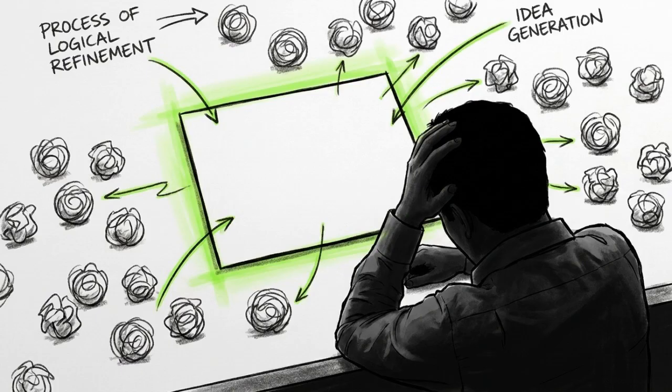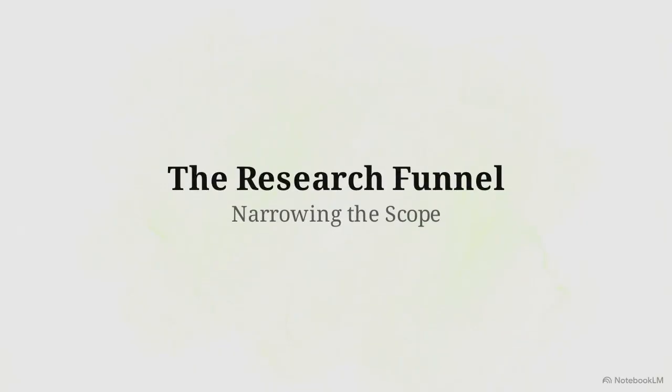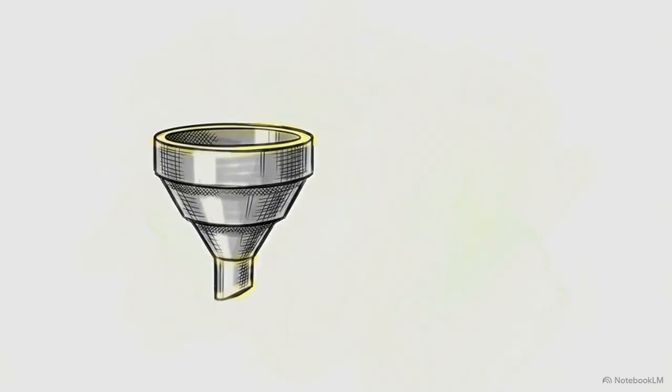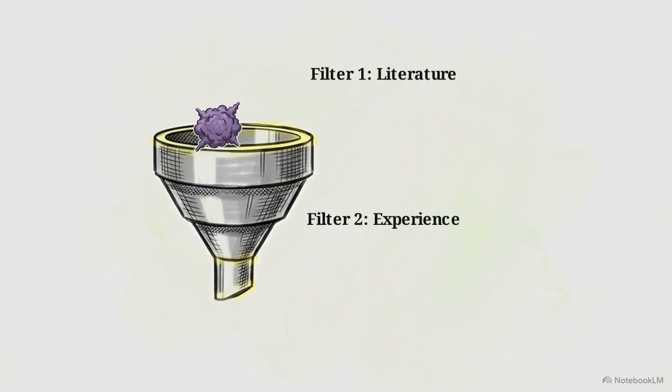Formulating a problem is rarely a sudden moment of inspiration. It is a sequential pattern of narrowing down your scope. We can think of this sequential pattern as a mechanical research funnel. We start by dropping that broad, shapeless topic into the top, and we pass it through two primary filters to shave away the ambiguity. The first filter is the literature survey.